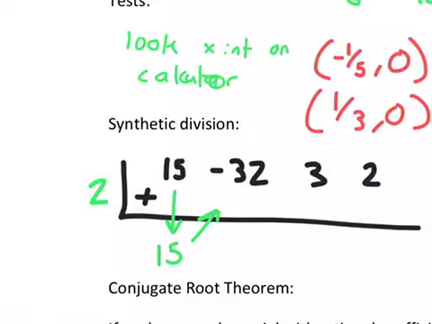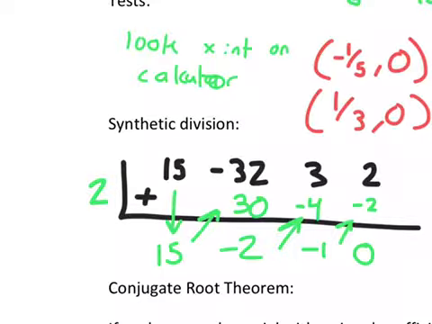So the 15 first term always drops down. To get back inside, you have to multiply it by the number in question, which is 2. So we get a 30. Add those up for a -2. Multiply by 2 to get it back inside. Add those up to get a -1. Multiply by 2 again to get the -2. And then there's our remainder of 0, which we totally expected because we already knew that (2, 0) was an x-intercept, which means it has to have a remainder of 0.